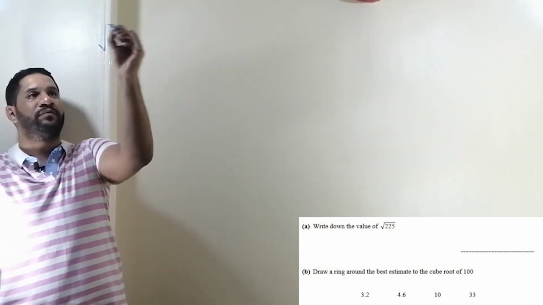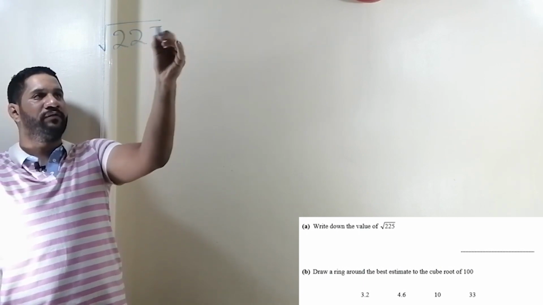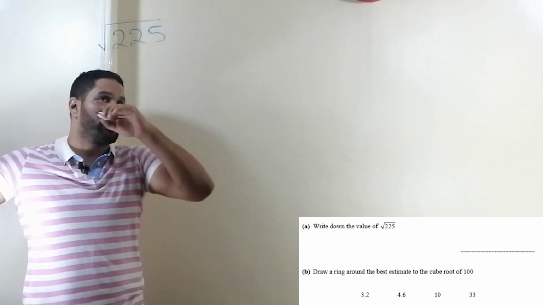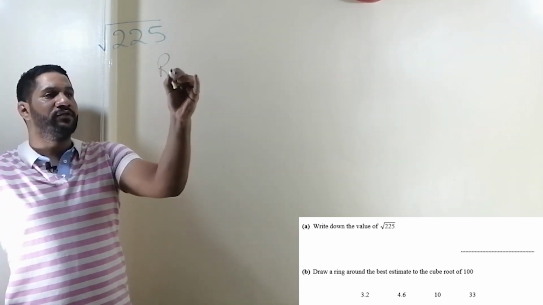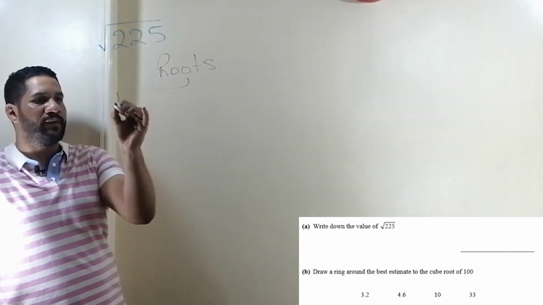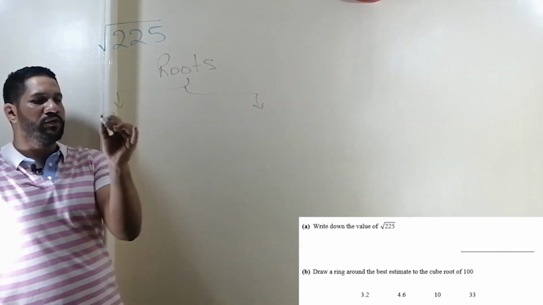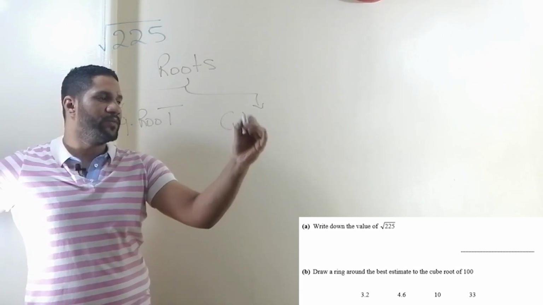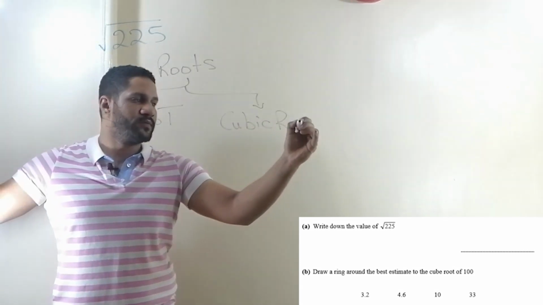Let's see question 2. He's asking me to find the square root of 225. Before discussing anything, let's discuss the two types of roots you have. In this year, you are learning two types of roots. One is called a square root, and the other is called a cubic root.